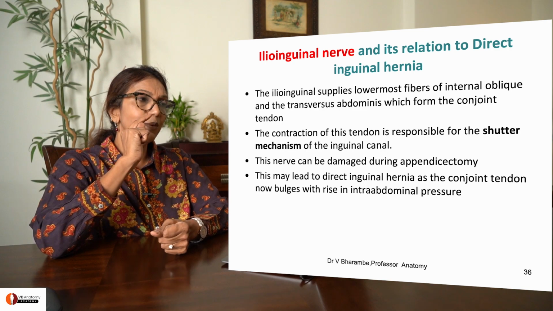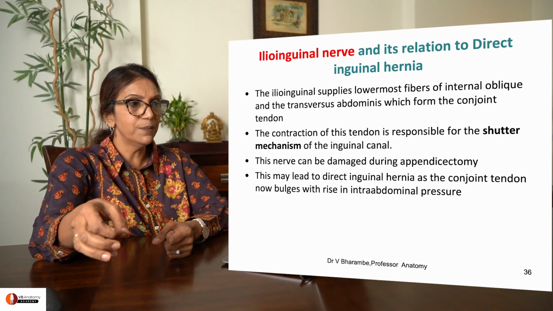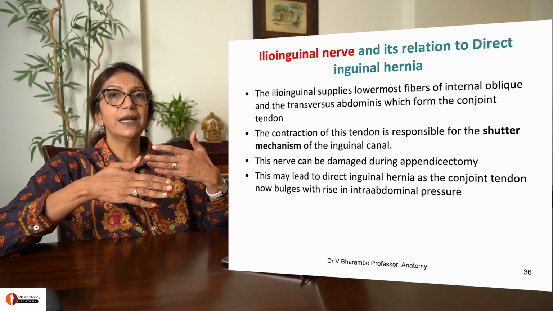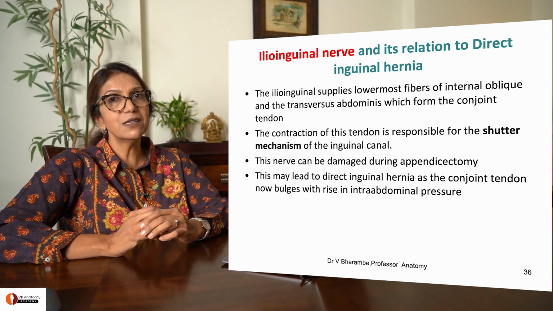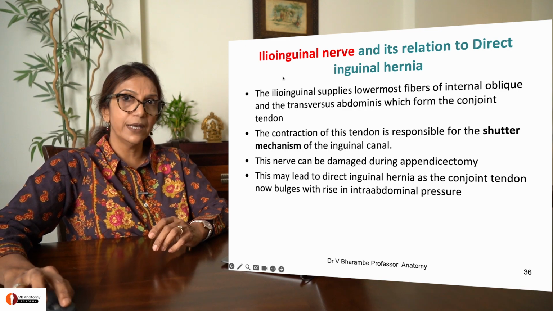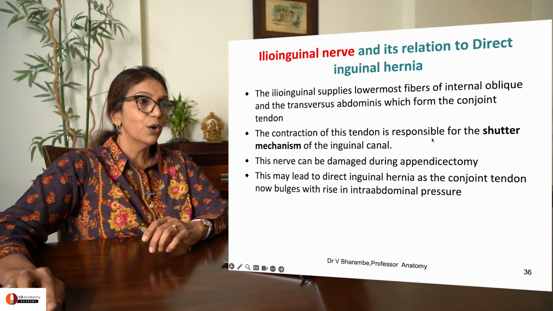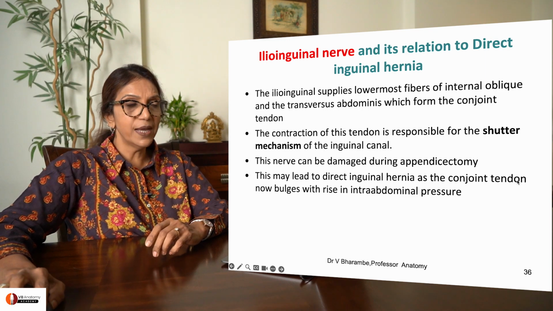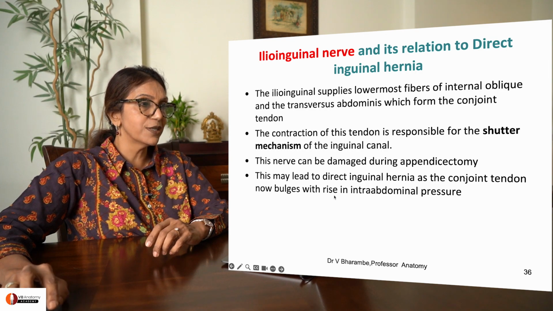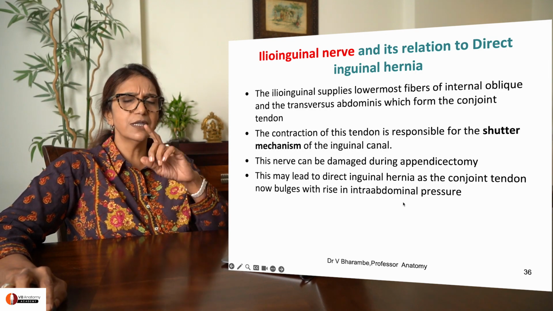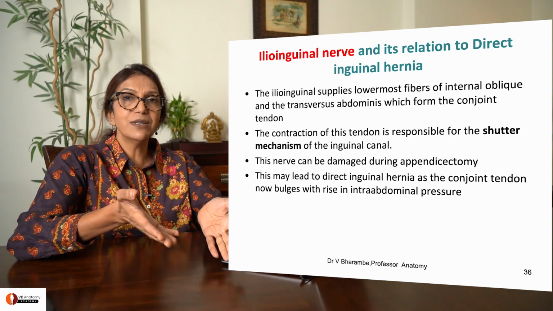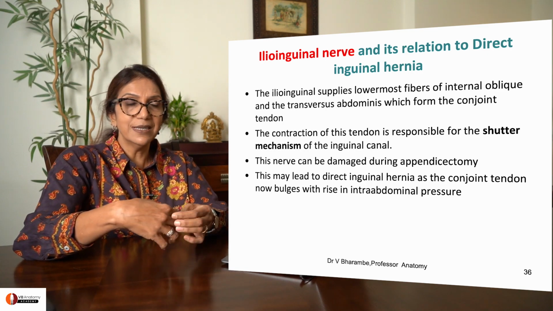So if the ilioinguinal nerve is damaged during appendicectomy or any other reason, then the conjoined tendon becomes lax. This will result in direct inguinal hernia. Damage to the ilioinguinal nerve during appendicectomy causes the conjoined tendon to become weak, resulting in direct inguinal hernia. The conjoined tendon now bulges with rise in intra-abdominal pressure. This is a very important applied anatomy you should know. Why? Because appendicectomy is such a common surgery, isn't it?